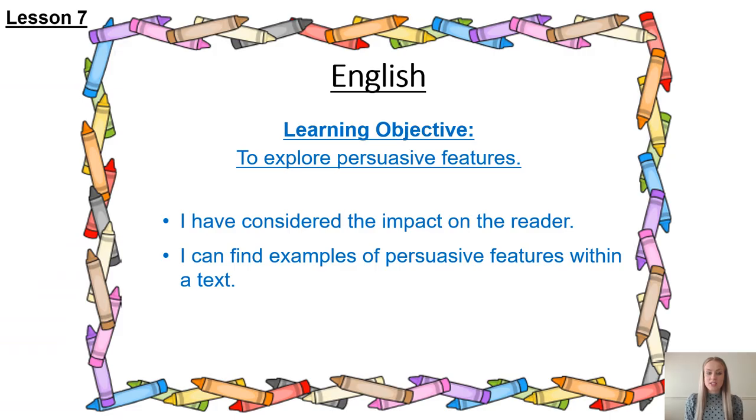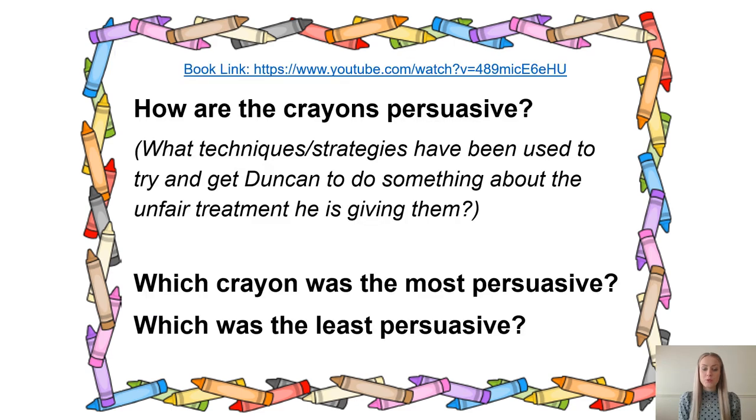In our English today, our learning objective is to explore persuasive techniques, and our success criteria are to consider the impact persuasion has on the reader and find examples of persuasive features within The Day the Crayons Quit book. You will need to follow the link and re-watch The Day the Crayons Quit video, as you will need to use all of the letters to help you with today's work.